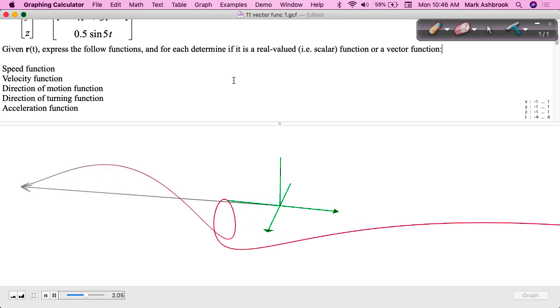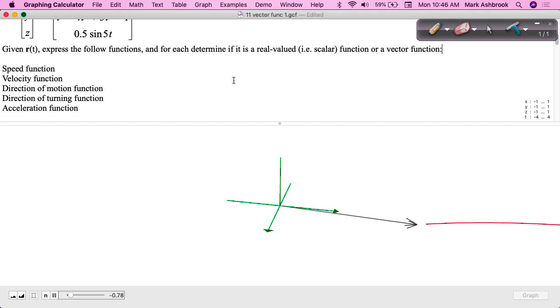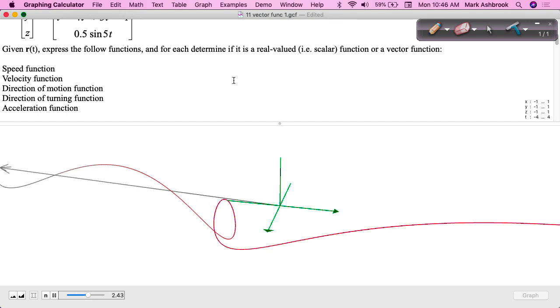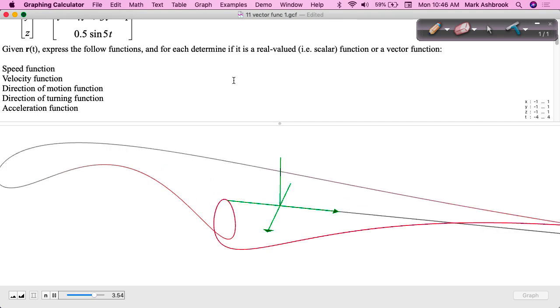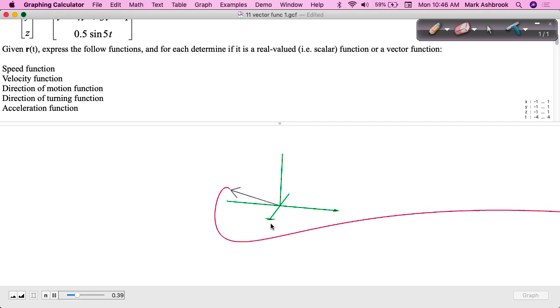They're saying dependent. Agree with that? Yeah, so a real valued function gives you real values as output. A vector function gives you vectors, right? So this, what kind of function is this? Vector or real valued? Vector.